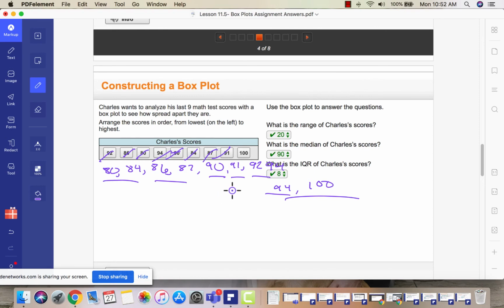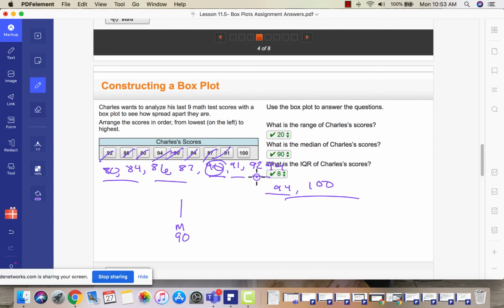So it's going to be 90. Is that 1, 2, 3, 4? 1, 2, 3, 4. Yes, 90 is going to be my median. So that's going to be the middle of my box plot, which is 90.